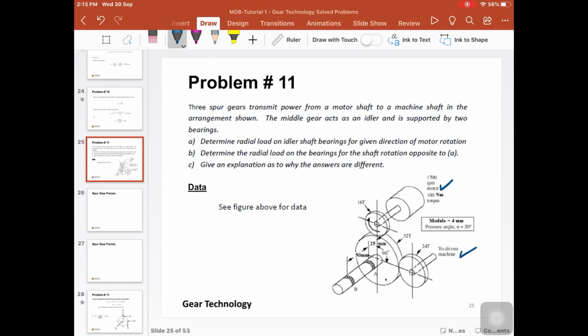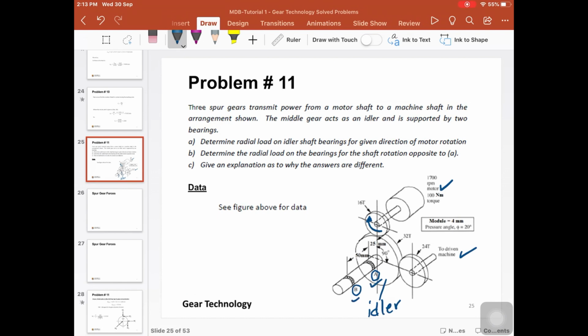This middle gear here is called the idler gear. So this is the idler gear, okay? And it is supported by 2 bearings, a bearing at point A and another bearing at point B. So determine the radial load on the idler shaft for the given direction of motor rotation. The motor rotates here in this direction, the clockwise direction. For this direction of rotation, we want to find the reactions on these 2 bearings A and B.